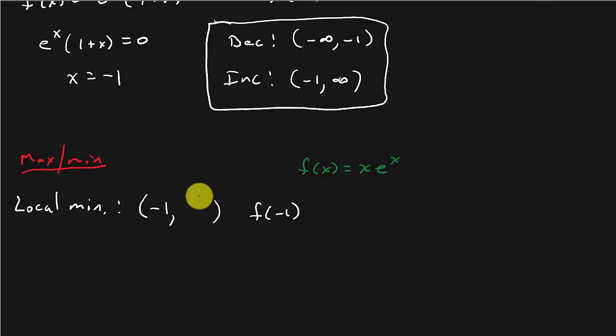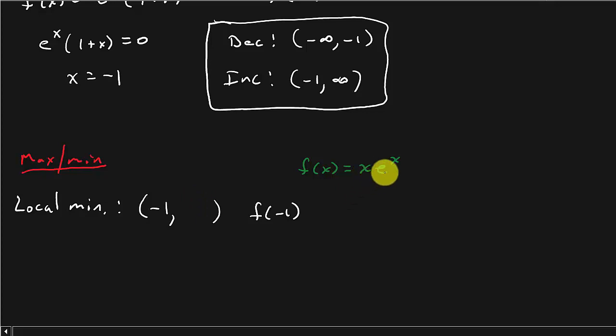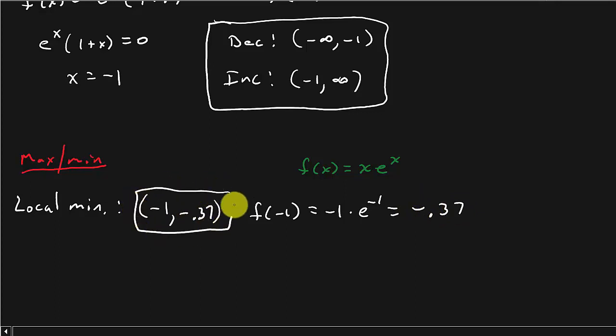So if you got an x coordinate, how do you find your y coordinate? You plug it into the original. And so that's going to be -1 times e to the -1. And that gives us -0.37. So there's our local minimum. All right.